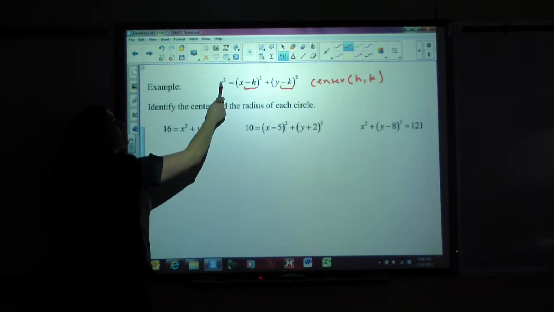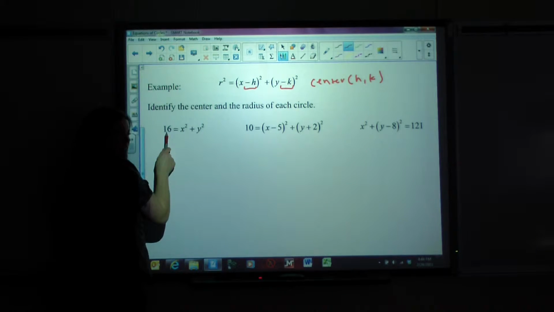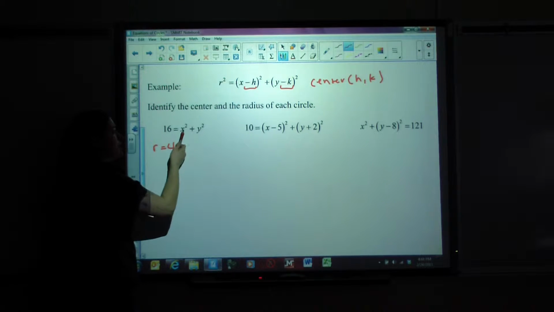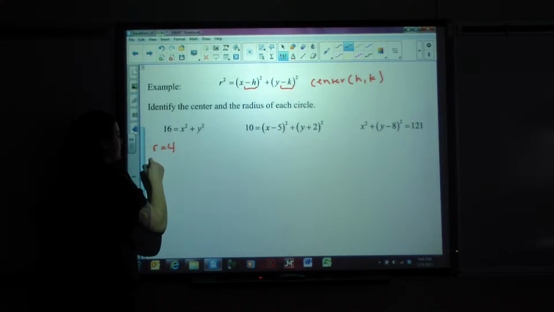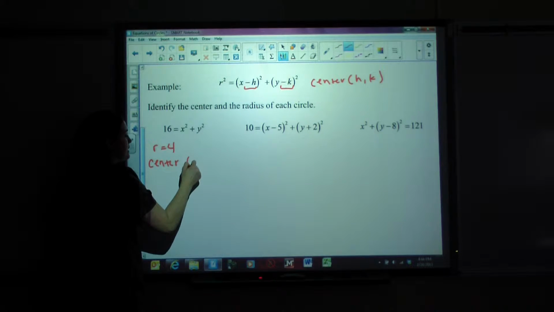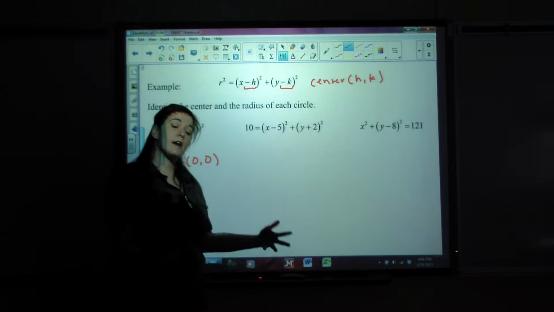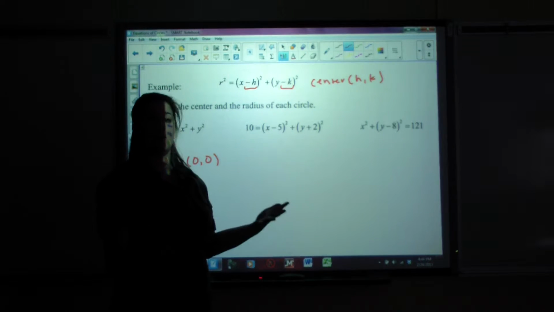So, let's go back. R squared. This simply says 16. What number squared would give us 16? Well, that would be 4, which means our radius is actually 4. Now, where is the center? The center is at h and k. Well, there is no addition or subtraction going on to these x's and these y's, which means our center is going to simply be at 0, 0. It didn't get moved anywhere. We're starting at the origin, and it's staying at the origin.